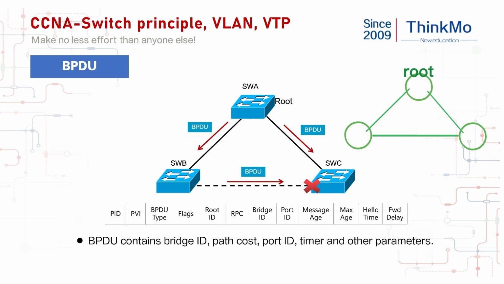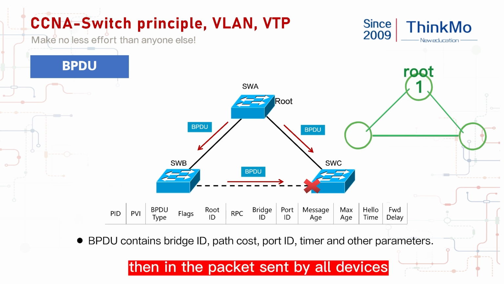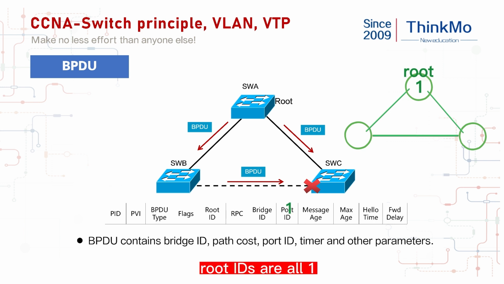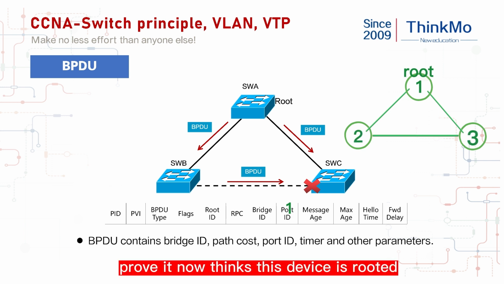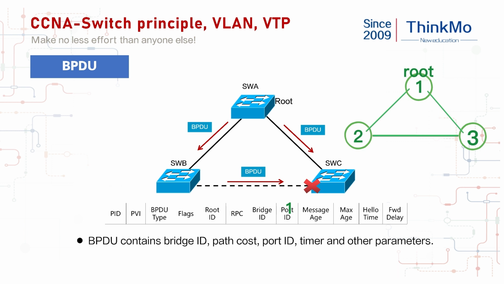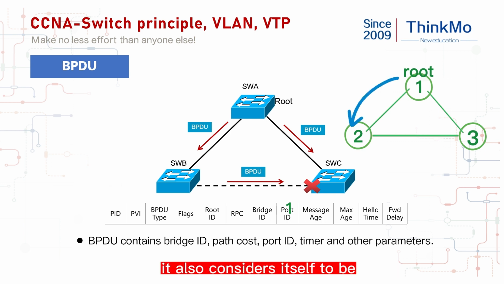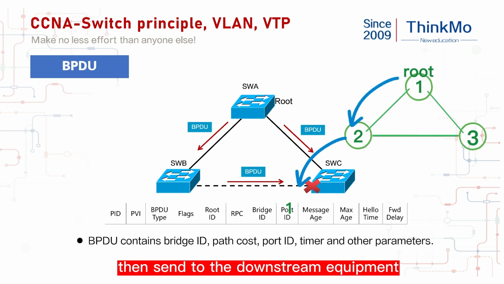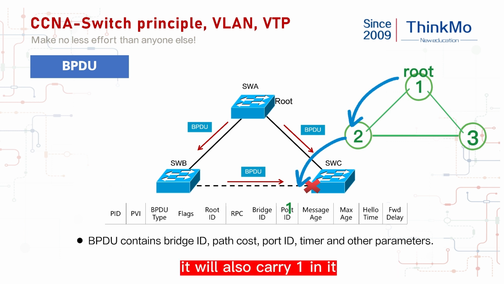For example, now the root is device 1. Then in the packets sent by all devices, the root IDs are all 1. Both device 2 and device 3 send 1. This proves that it now thinks this device is the root. It also considers itself to be the root, then sends to the downstream equipment. It will also carry 1 in it, and downstream devices also consider it the root.